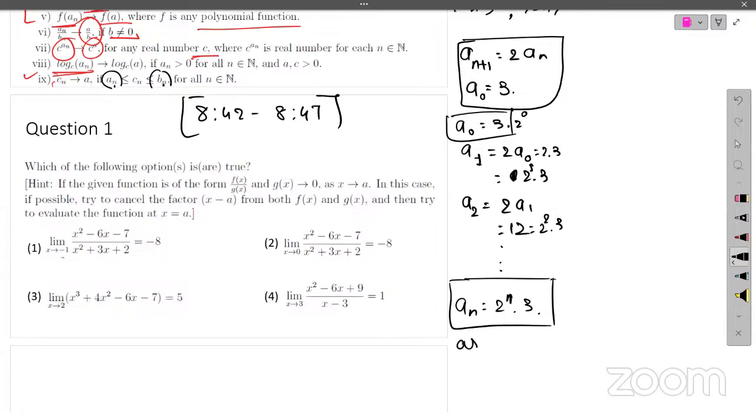And we know that as n approaches infinity, this term 2 to the power n will also approach infinity, right? So the limit of an is nothing but infinity. That means it's a divergent sequence, not convergent. Right?